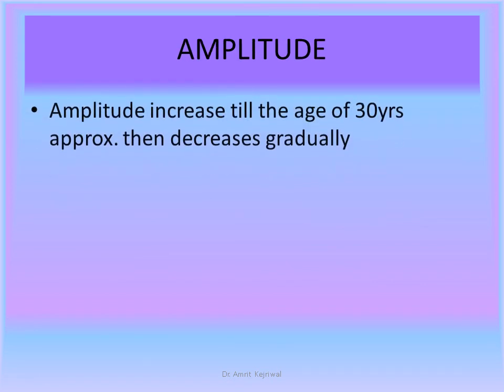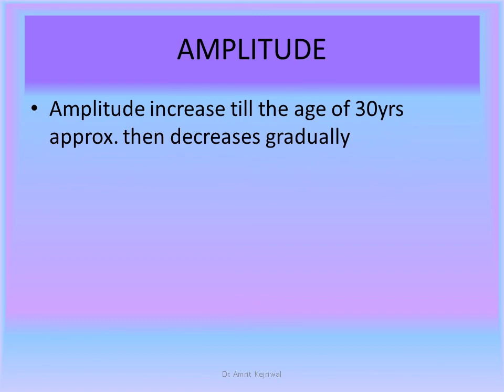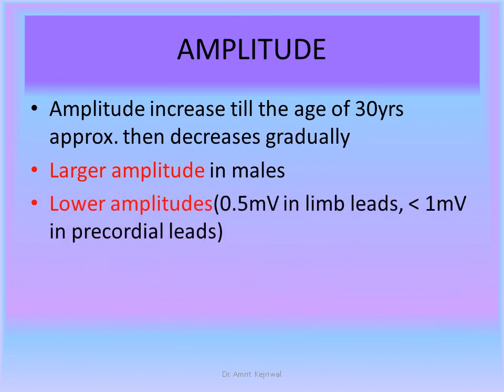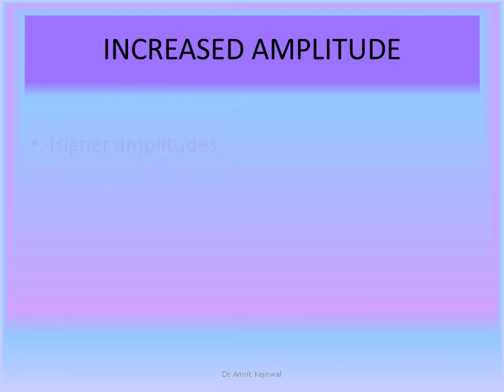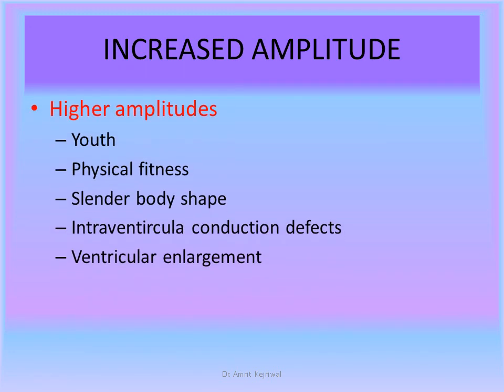Amplitude. Amplitude increases till the age of 30 years approximately, and then decreases gradually. Larger amplitude is seen in males. Lower amplitude, that is less than 0.5 millivolts in limb leads or less than 1 millivolt in precordial leads, may be seen in various conditions such as thick chest wall, emphysema, hypothyroidism, etc. Increased amplitude, that is higher amplitudes, may be associated with youth, physical fitness, slender body shapes, intraventricular conduction defects and ventricular enlargement.